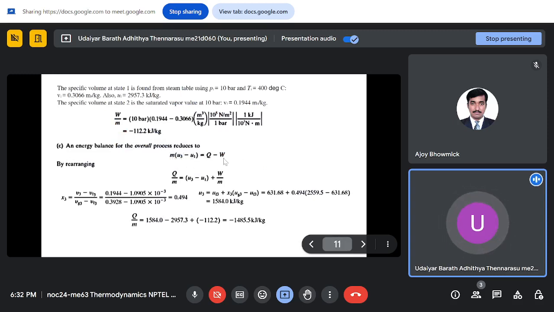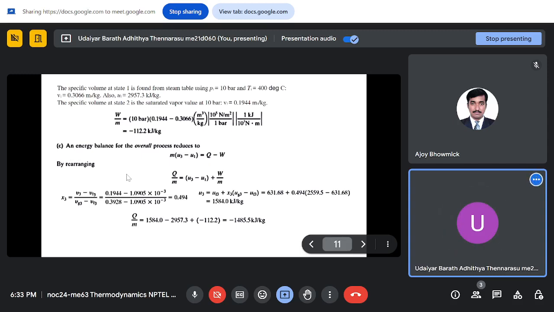So we divide it by mass. So q by m equals u3 minus u1 plus w. u1 we know from the superheated steam table is 2957.3 kilojoule per kg, and to find out u3, state 3 is in the two phase region. After cooling, the saturated vapor condenses and some part of it will be in liquid state. So we need to find out what fraction of it is in vapor state.